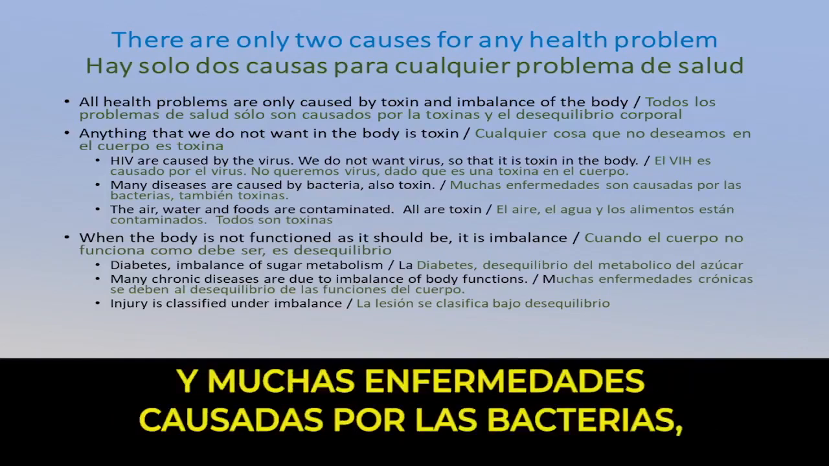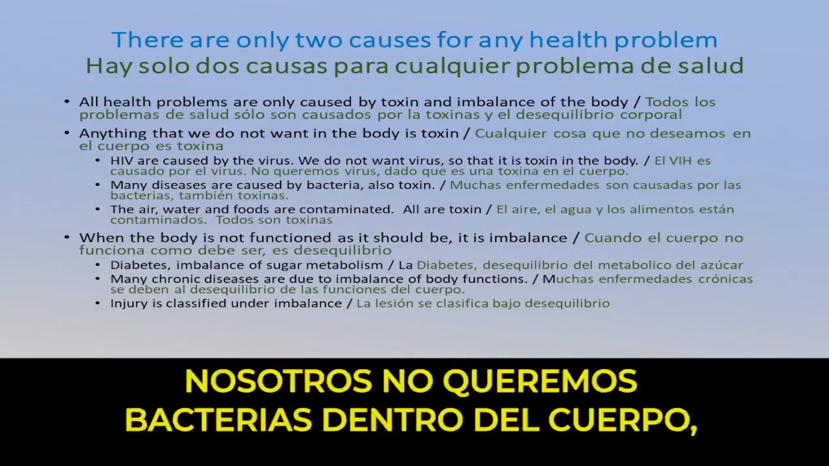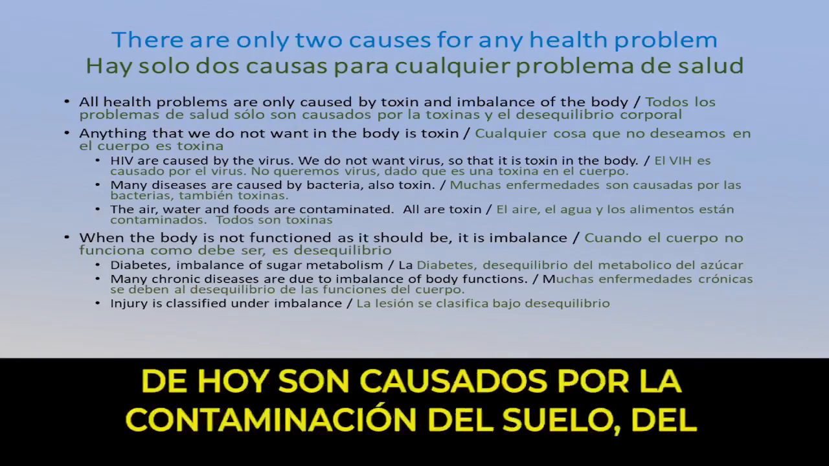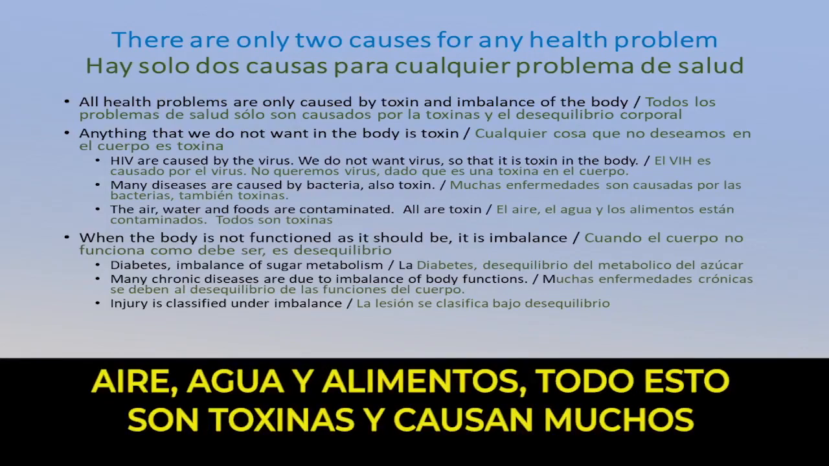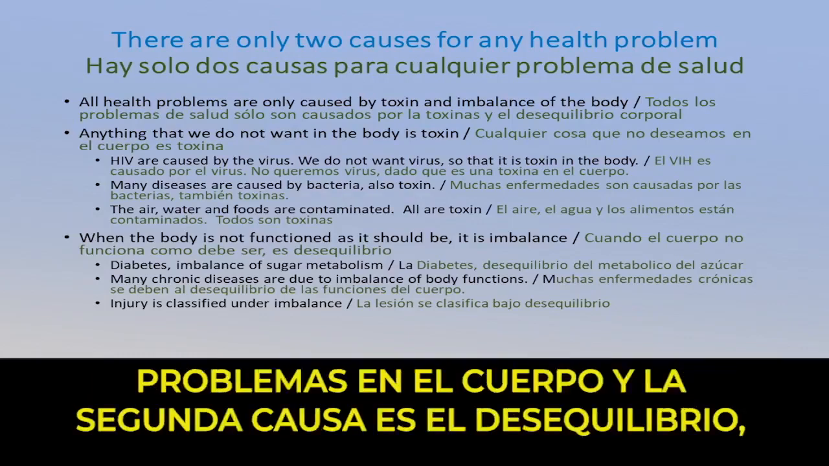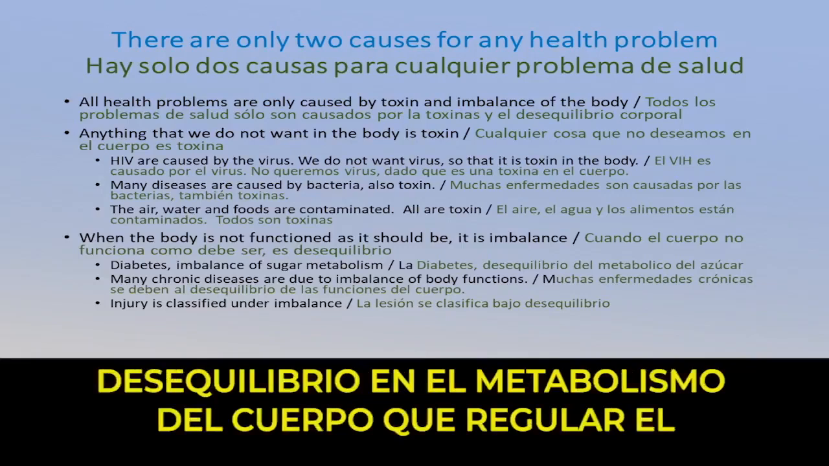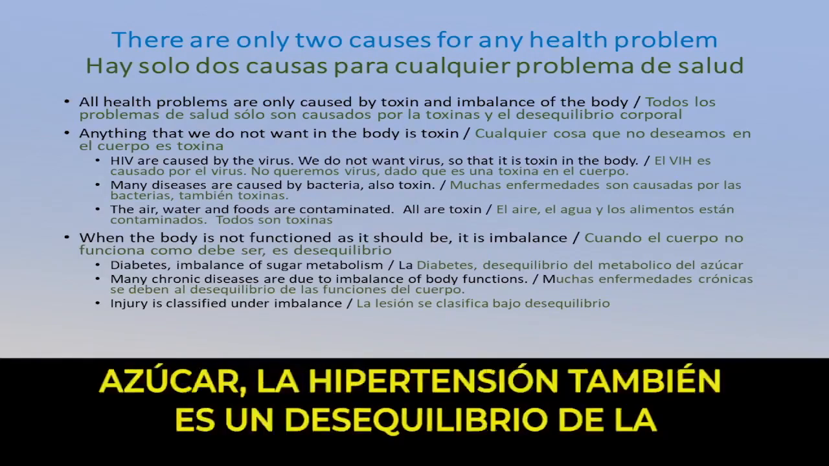Okay, and many diseases are caused by bacteria. We don't want bacteria inside the body. It is also toxin. Okay, and many problems nowadays are also caused by the contamination of the oil, of the air, water, and foods. All these are toxins, and they cause a lot of problems in the body. And the second cause is imbalance. Many people ask about diabetes. Diabetes is an imbalance of the sugar metabolism inside the body. Then hypertension is also an imbalance of the circulation.